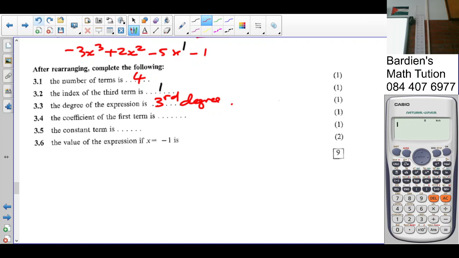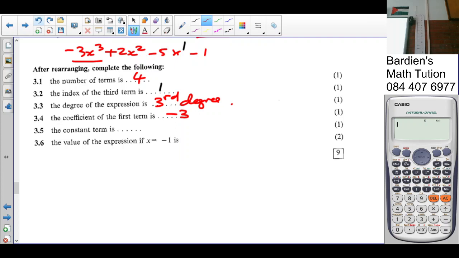The coefficient of the first term. The coefficient is the number in front. Is it 3 or negative 3? Negative 3. Remember that the sign is part of the term. Negative 3. It's also known as the leading coefficient. The coefficient right in front, in descending powers of x, is called the leading coefficient.